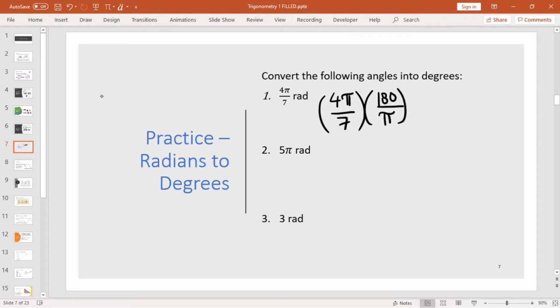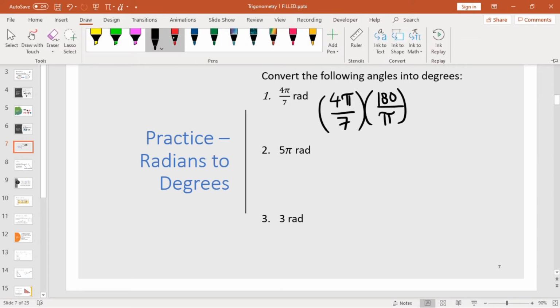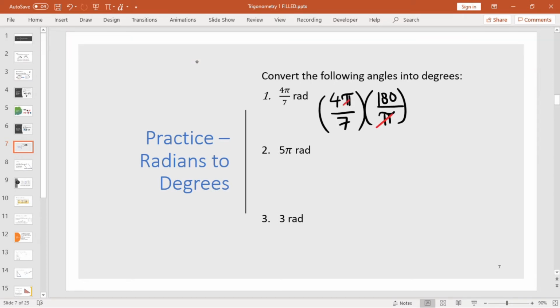And in this case, canceling what I can or reducing where I can, the pi's are going to cancel. I'm not going to be able to do anything there, so I'm just going to do the math. I'm going to go 4 times 180 divided by 7, and that will give me 102.86. So using decimals with degrees, and that's done.